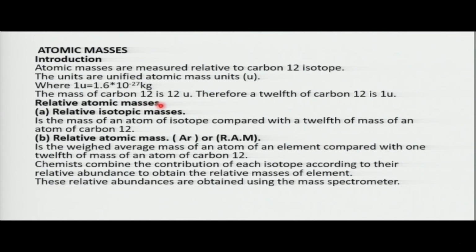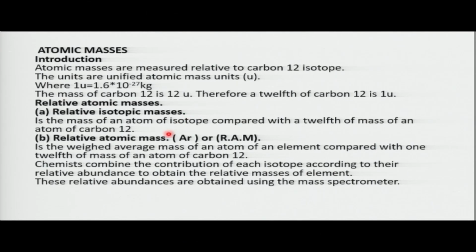Someone may ask us to define relative isotopic mass, and we define it relative to carbon-12. So we are going to say relative isotopic mass is the mass of an atom of an isotope compared with 1/12 of the mass of an atom of carbon-12. So you see, we are measuring it relative to carbon-12.